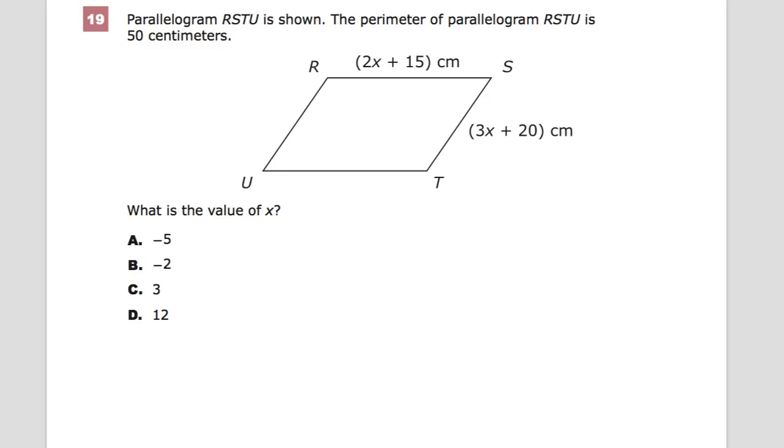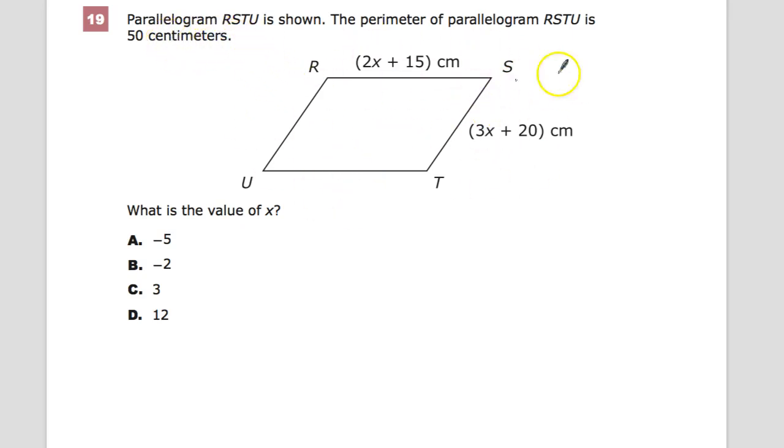Hey everyone, this is question 19 from the Geometry TNReady practice test. The question says, parallelogram RSTU is shown. The perimeter of parallelogram RSTU is 50 centimeters. Now, when we do the perimeter, that's the distance all the way around. If I'm going to check the perimeter, it means I'm going to walk around the building.